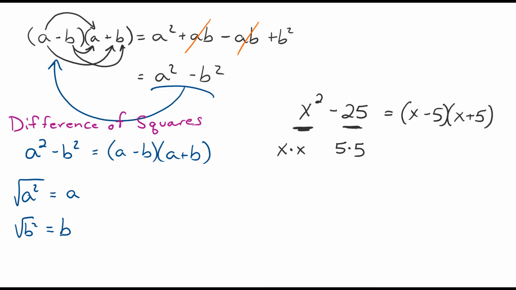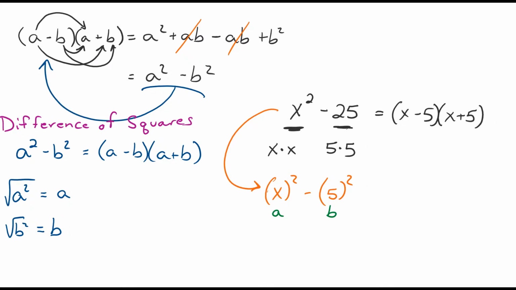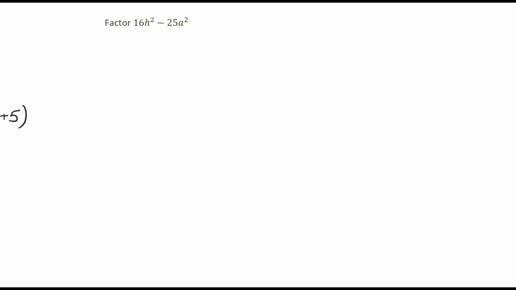In fact, I could rewrite this as x squared minus 5 squared, where that x and that 5 are my a and my b of the a squared minus b squared form. A whole bunch of different ways to write that x squared minus 25 to make it evident that it's a difference of two squares. Okay, so there's our introduction. Let's try a problem that maybe adds a little difficulty to it. It makes it not as apparent that it's a difference of squares.